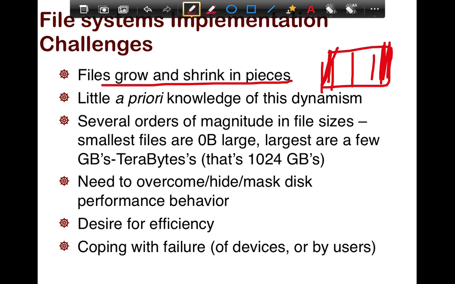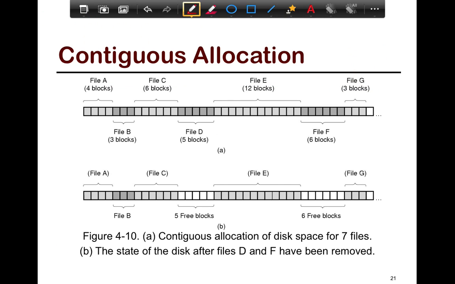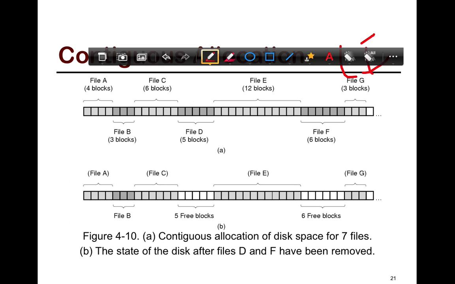And there's a constant desire for efficiency and a goal to mask disk latency. That is a big challenge, and most of what file system allocators do is try to deal with that. So the first one we're going to be looking at is continuous allocation. This is the first type of allocation policy.